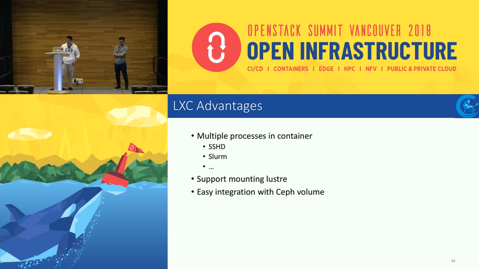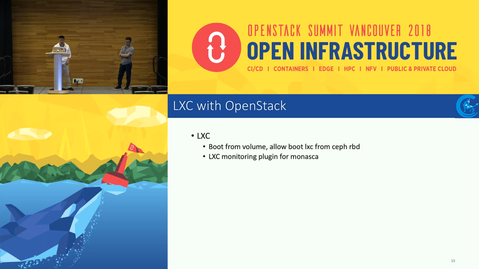Compared to Docker, Linux container is more conducive to running multiple processes, for example SSH and Slurm, and it's easy to support a large amount of them and integrate with itself. Some applications may not run well in default virtualization environments, such as high-performance Linpack. So we choose the Linux container as the virtualization layer. What we do is allow booting a Linux container from a sub-volume and implement the Lustre plugin.